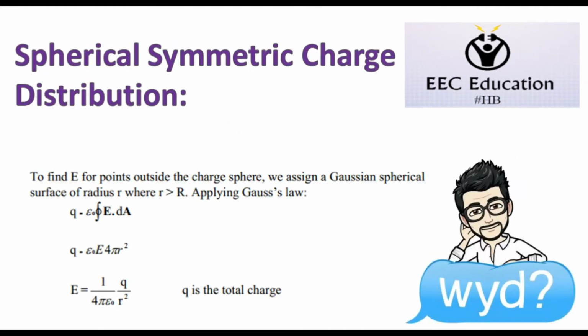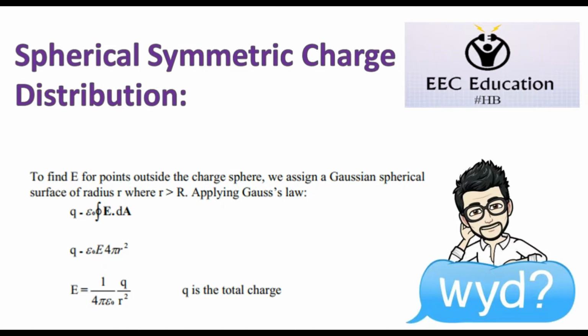For a spherical charge distribution of radius R, the charge density ρ, charge per unit volume, at any point depends only on the distance of the point from the center and not on the direction. This is called spherical symmetry. There are two cases to be considered.